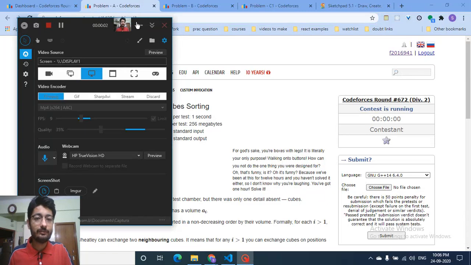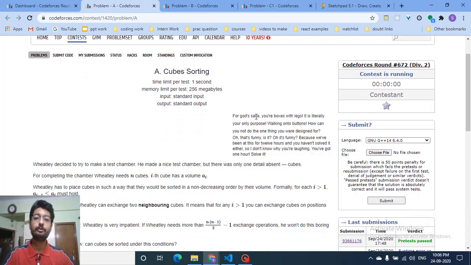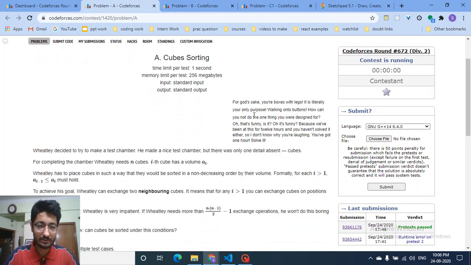Hello friends, so today we're going to discuss problem A from the latest Codeforces Round 672, problem name Cube Sorting. So this is some story, we'll start from the question.